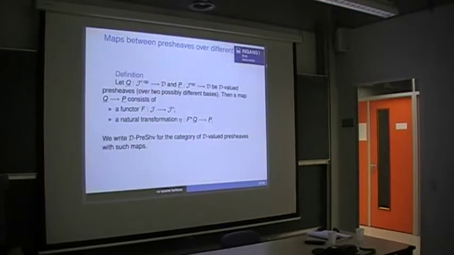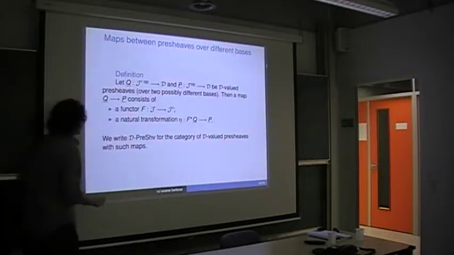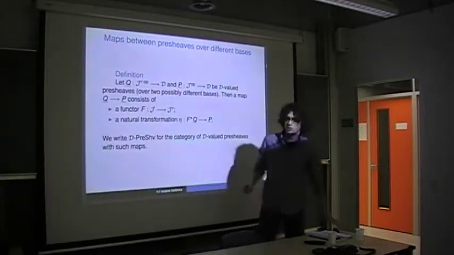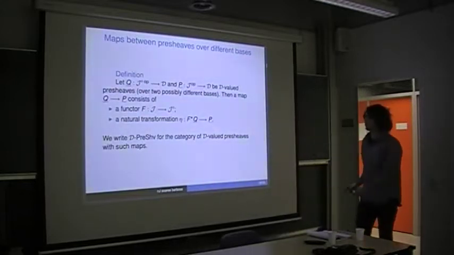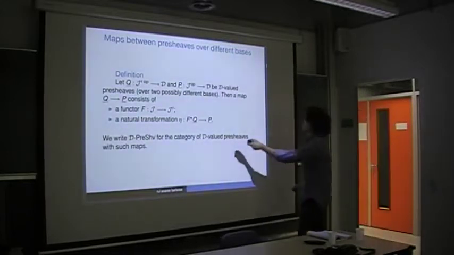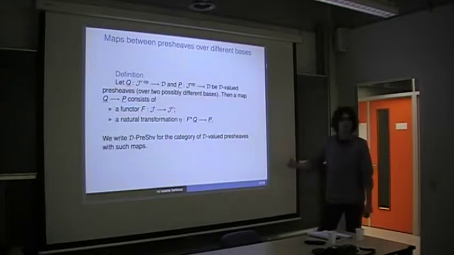And then a natural transformation, basically, so we use this map to pull back Q to lie over J, and then the natural transformation goes between this guy and that. So natural transformation between this guy over there and that guy over there. And so this allows us to define a category of, in this case, D-valued presheaves with such maps.